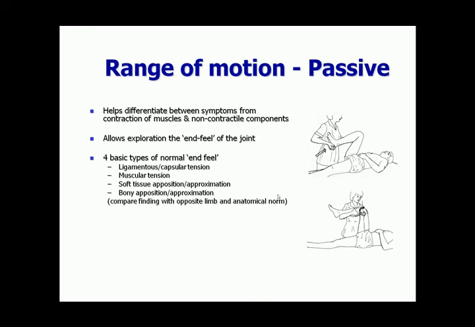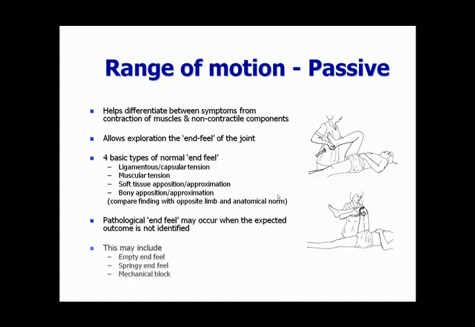It's through the feeling of joints in the passive range that you will get to know how to determine and distinguish between each of these end feels. Sometimes you may feel a pathological end feel, and this is where it may occur when the expected outcome is not identified. It may feel empty, springy, or have a mechanical block.